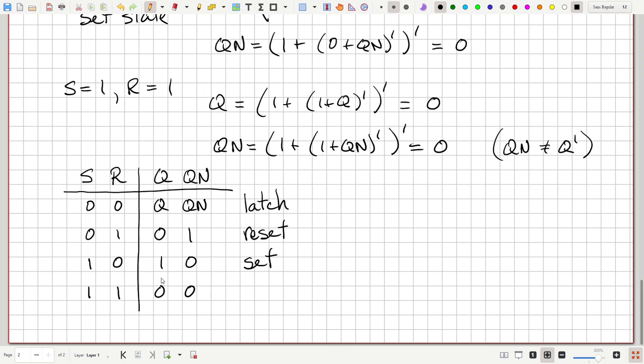So, how is this a memory? Well, if I want to remember a bit value of 1, then I can go into the set state that sets Q to be equal to 1, and then go into the latch state, and it holds the value of Q and the value of Qn. If I want to remember a bit value of 0, go into the reset state that sets Q to be equal to 0 and Qn equal to 1, then go into the latch state, and it will hold on to those values indefinitely. So this fourth row here is really not useful. We generally want to avoid that.